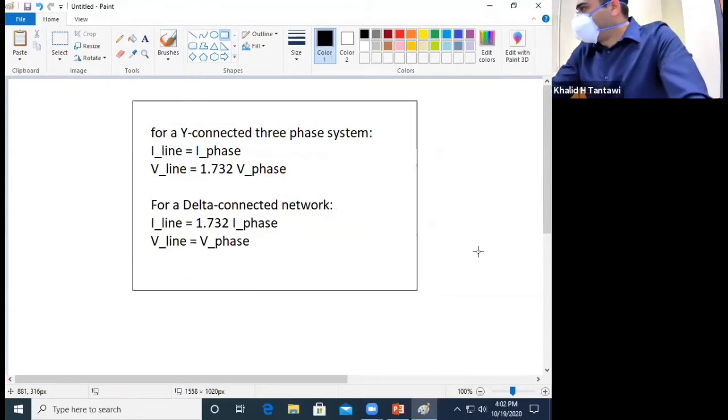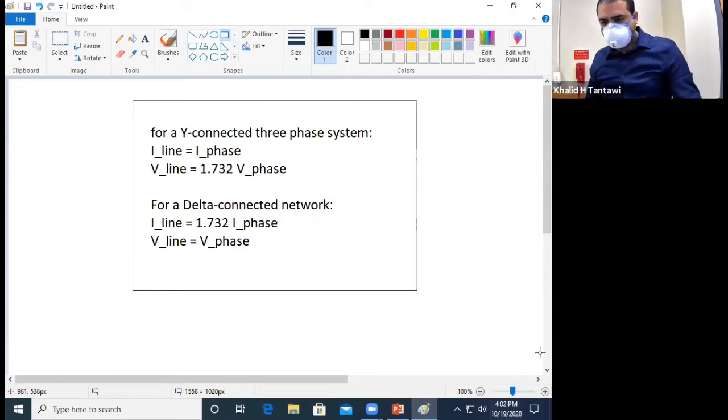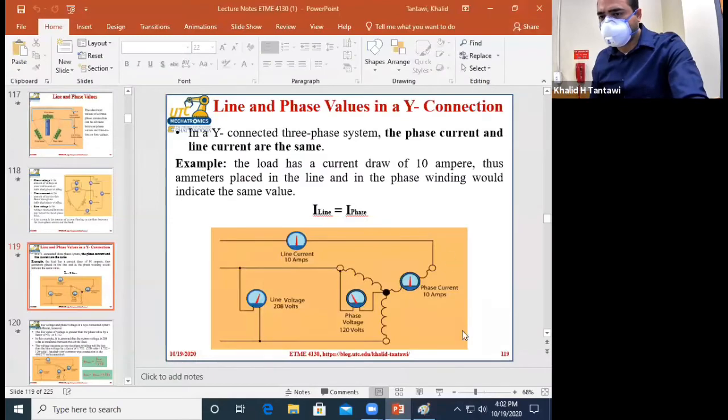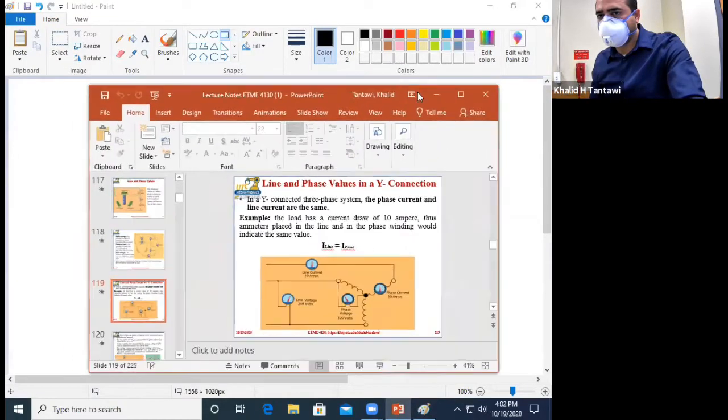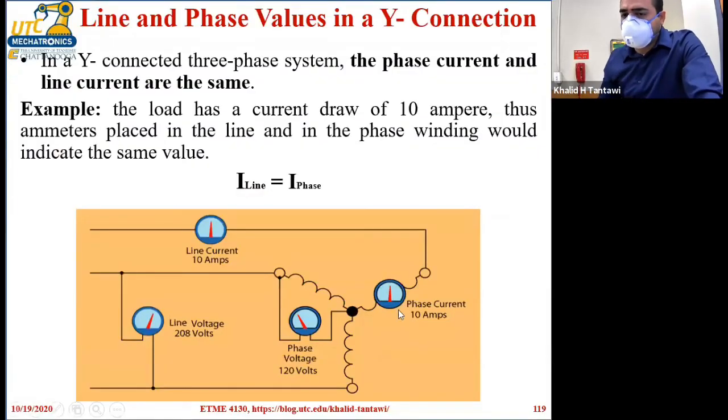So for a Y-connected network, the line current is equal to the phase current. And why is that? Let's look at it again. As you see, this is the phase voltage. This is the power source, one of the windings. The current that passes through this winding is the same as the current passing through the line, right? Do you see that? And that's why I line is equal to I phase.